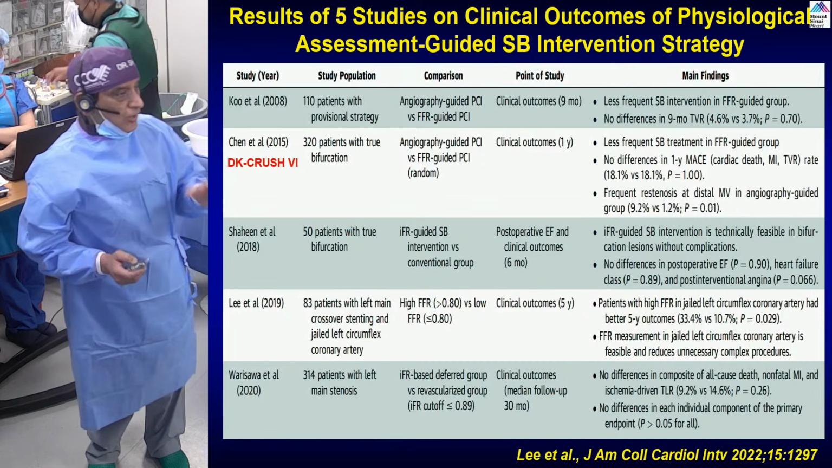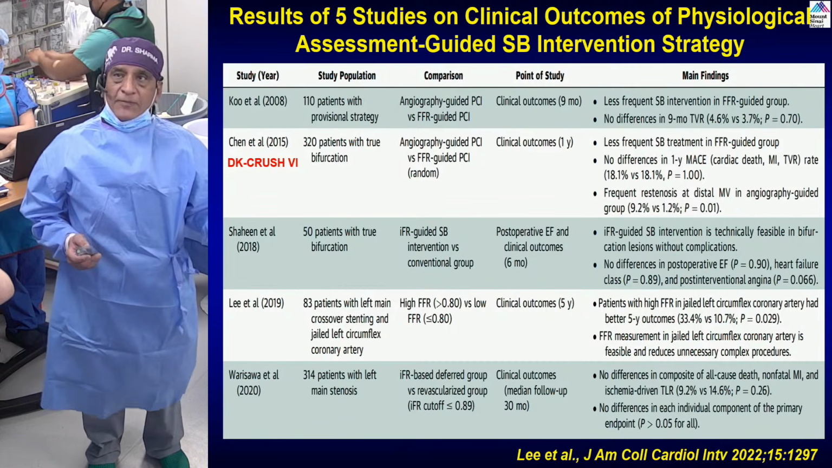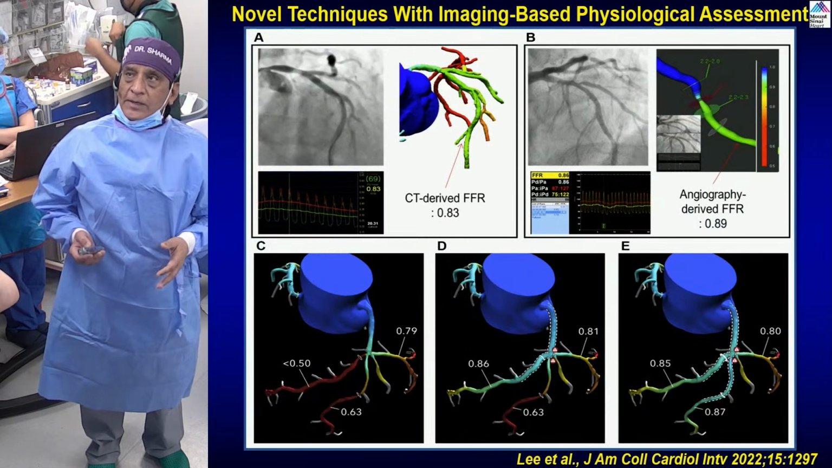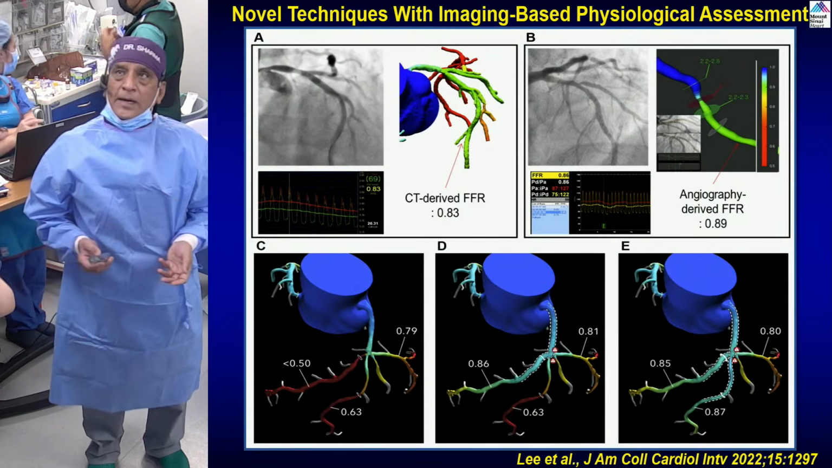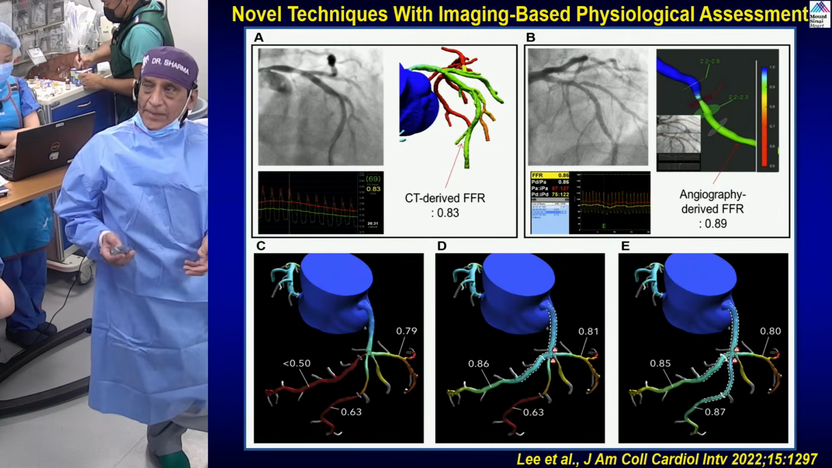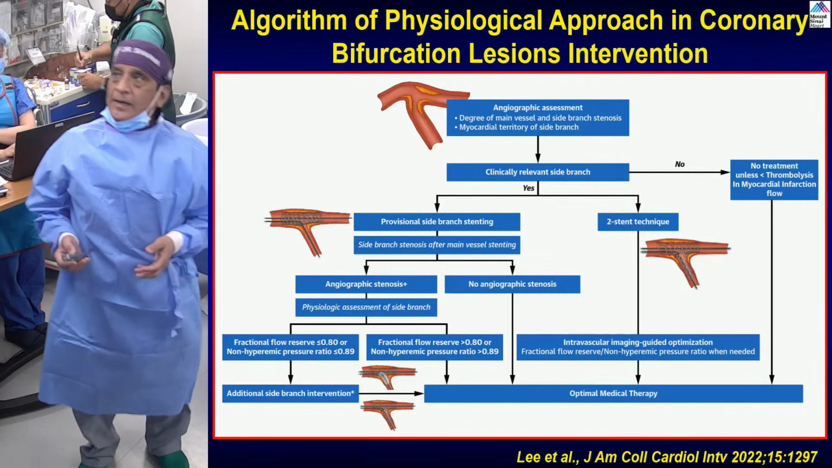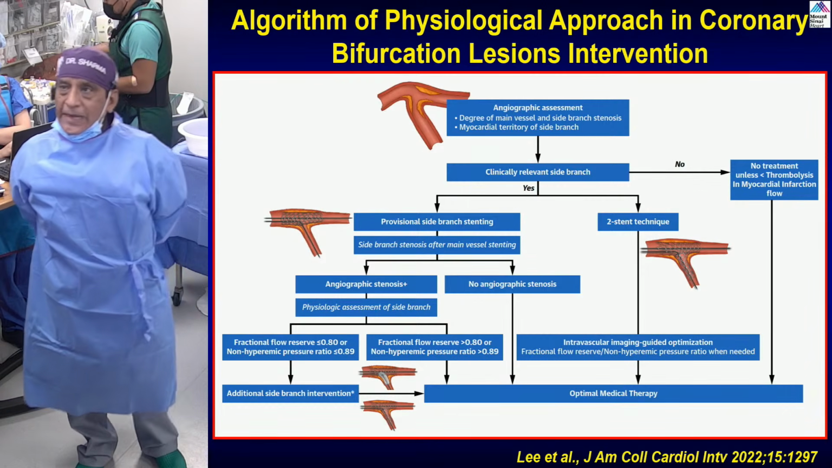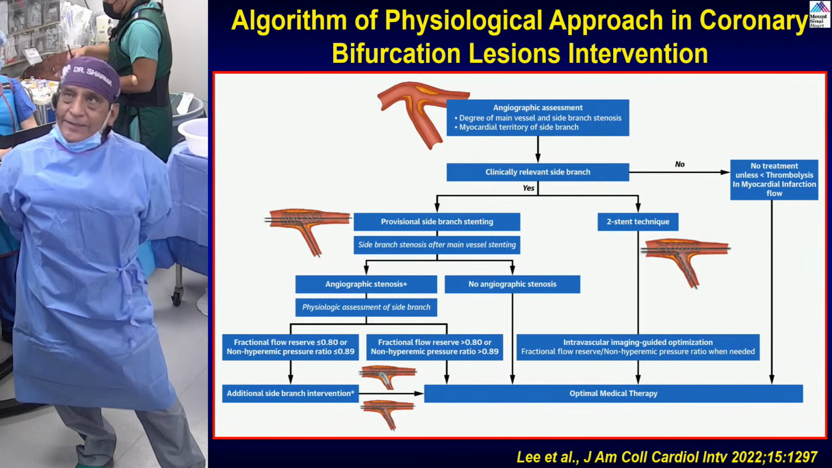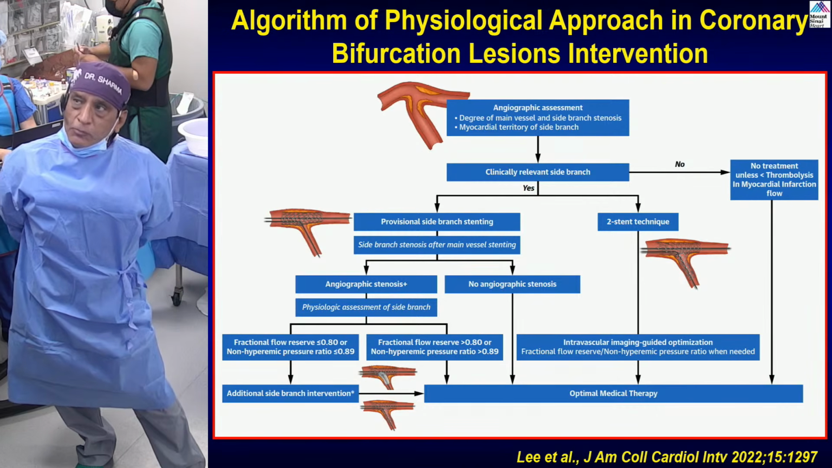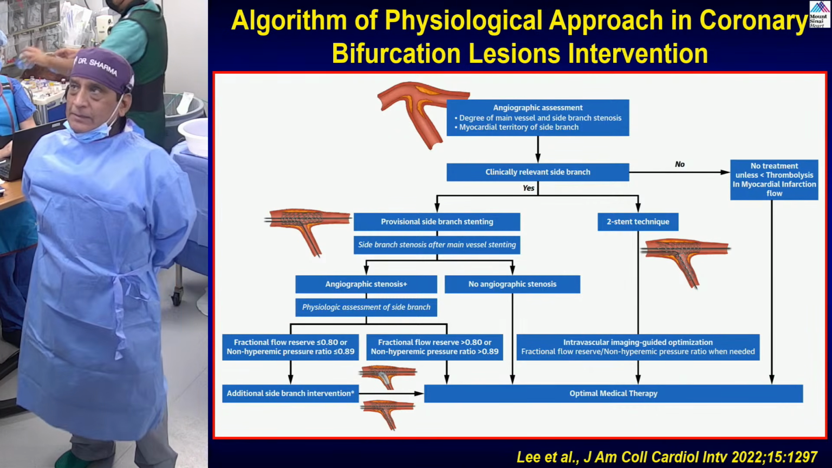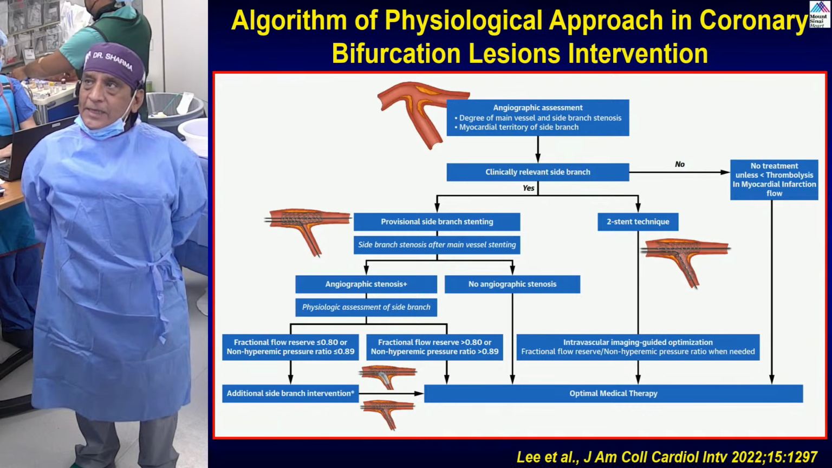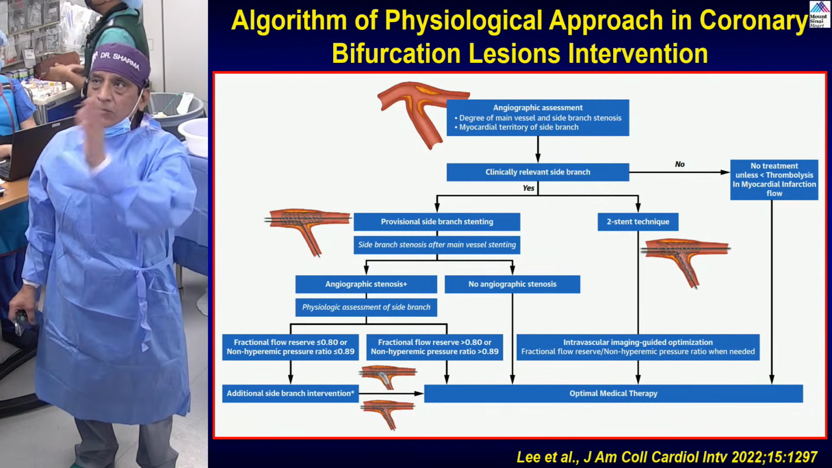Therefore, we stopped doing routine FFR or IFR measurement to decide whether we should take care of the side branch or not. And of course, now we have more novel techniques with various imaging, with CT and angiographic, the CT angio derived FFR. So they actually put this as an algorithm. I do not completely agree with this algorithm, but I have to go through what is in the literature. Clearly, if you have a significant side branch, go with the two stents.